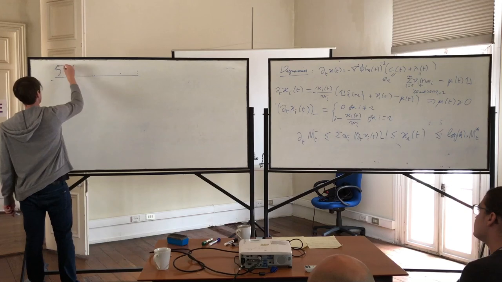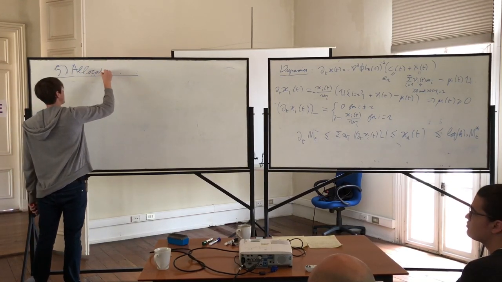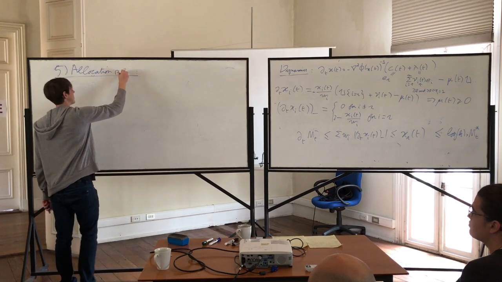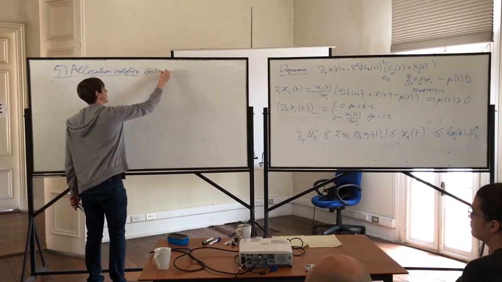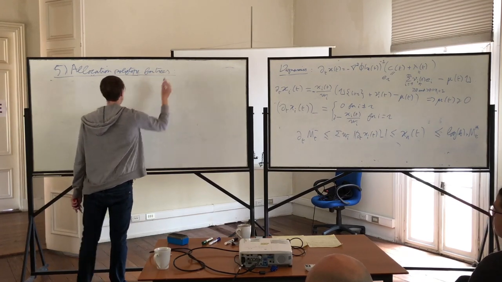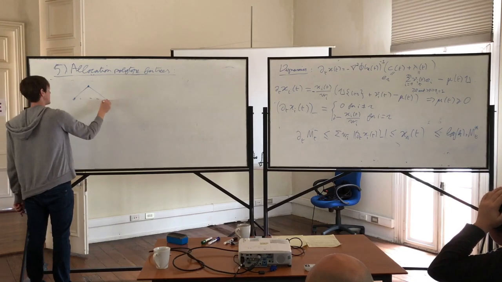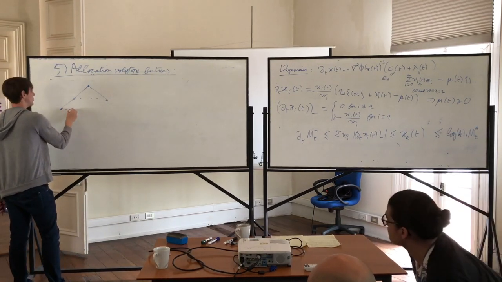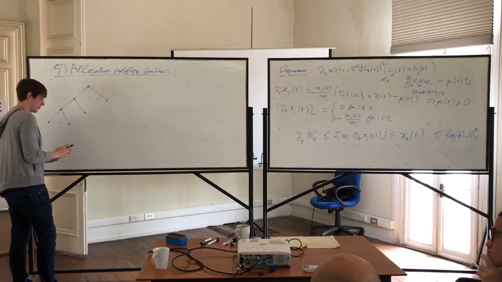Okay, so 5, allocation polytope for trees. You remember in metrical task system, one of the key ideas on trees was to expand the state space, and that allowed us to track the movement much nicer.